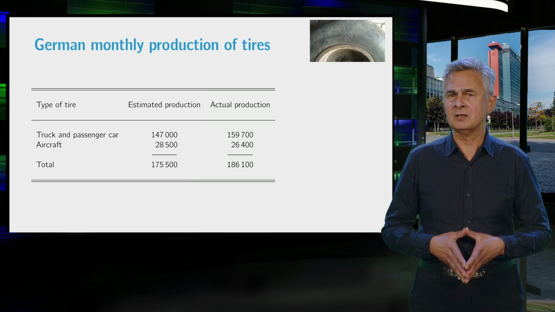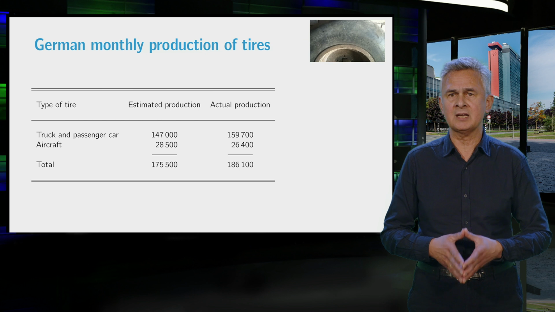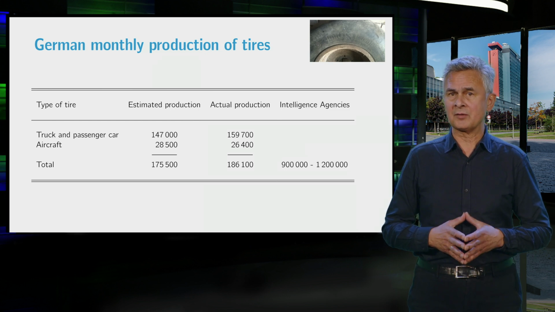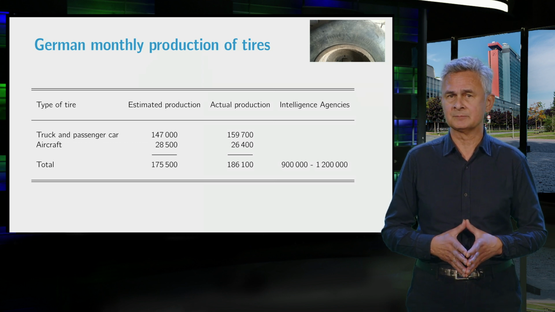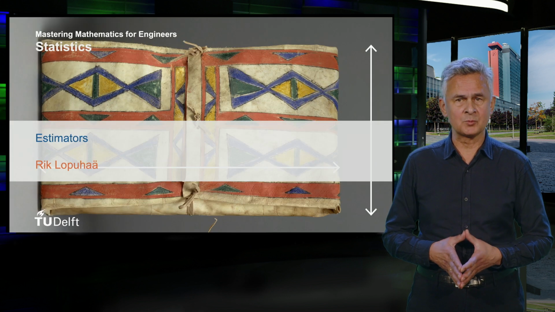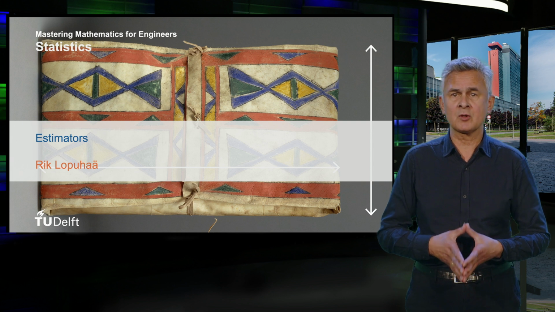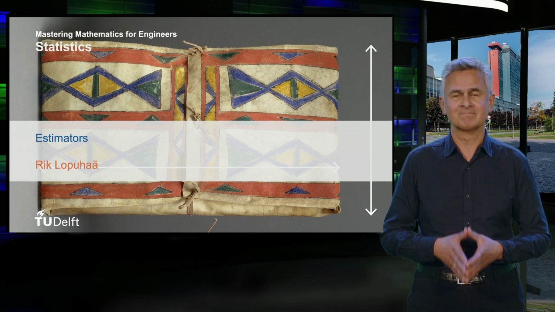Now, the accuracy can be appreciated even more if we compare them with the figures obtained by Allied intelligence agencies. Using other methods, they estimate the production to be about 5 times larger. This brings us to the end of video 1 of this week. In the next video, we will introduce 2 general mathematical concepts that measure the performance of estimators. See you then.